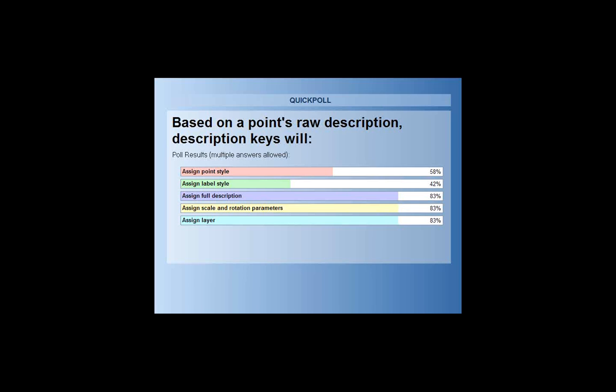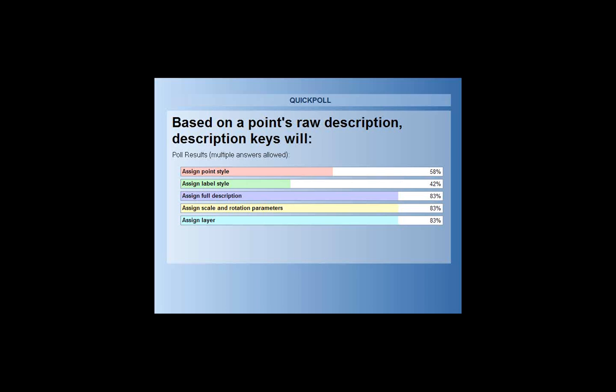We assign the style as one of the main things we do so we can get the trees and the fire hydrants. We assign the label style, which we saw in the description keys was set to default, so we're actually not really using that. We're using it to spell out full descriptions, so we can see in our drawing that we had spot elevations and hydrant and so on. And then we also saw I could use it to scale and rotate. And then the last one is assigning the layers.